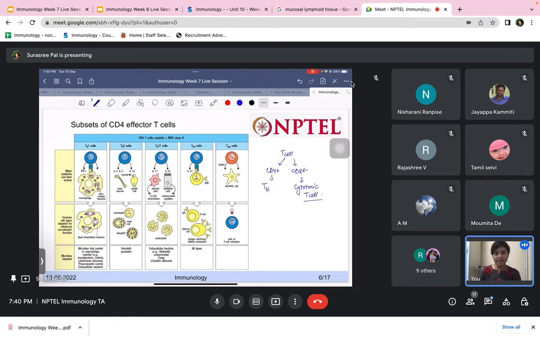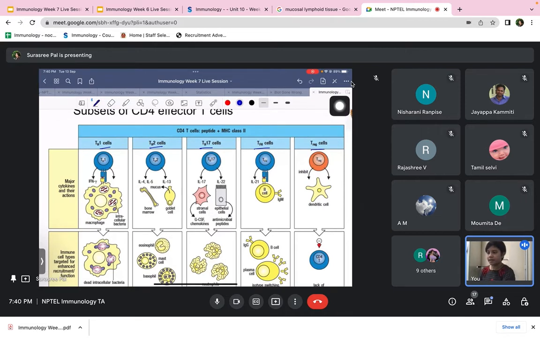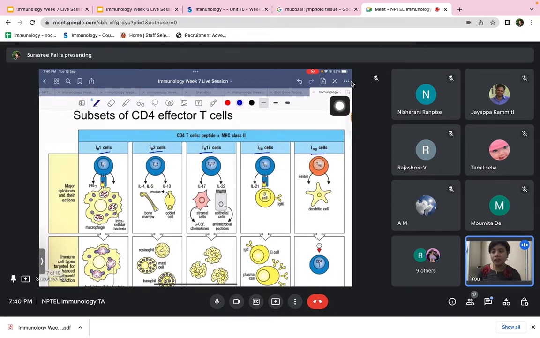Now the helper T cell also has various subsets, which you can see here in this diagram: Th1 cells, Th2 cells, Th17 cells, T follicular helper cells, and T regulatory cells. These are the several subsets of the CD4 effector T cells, the activated T cells. And what is the point of having different types of these T cells? The requirement is that they can act differentially on different targets.